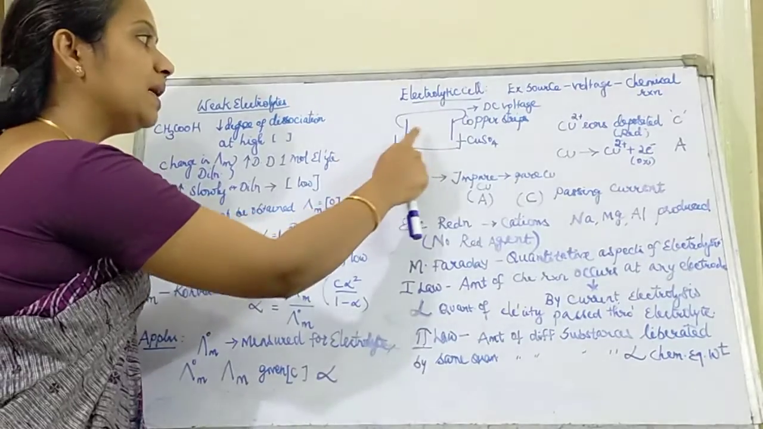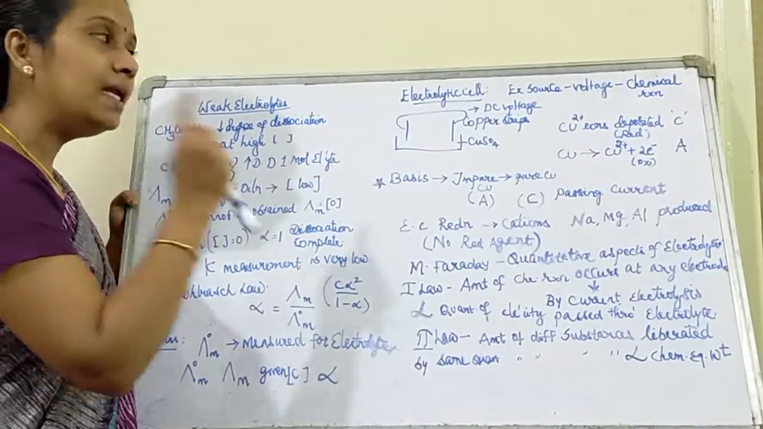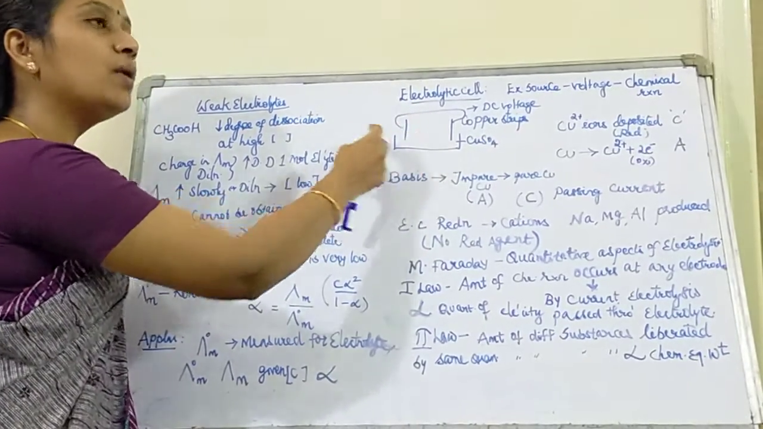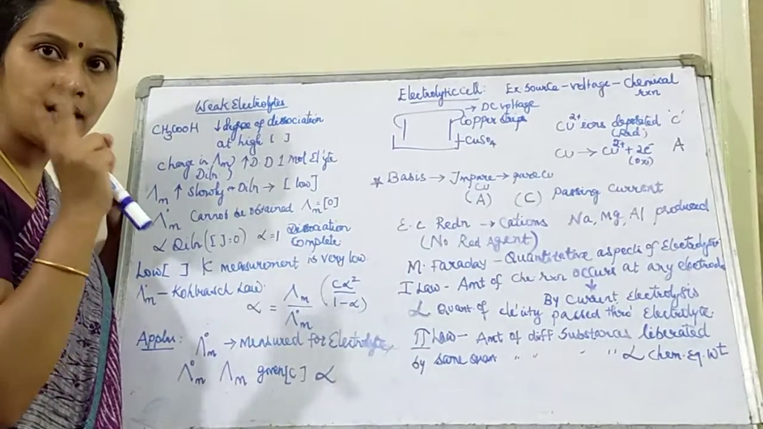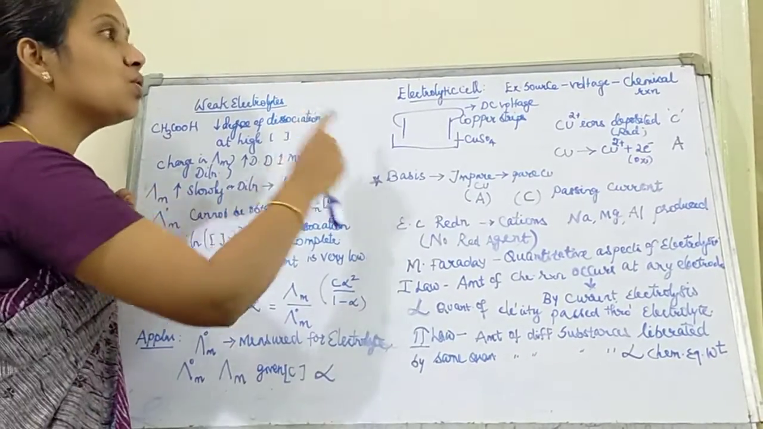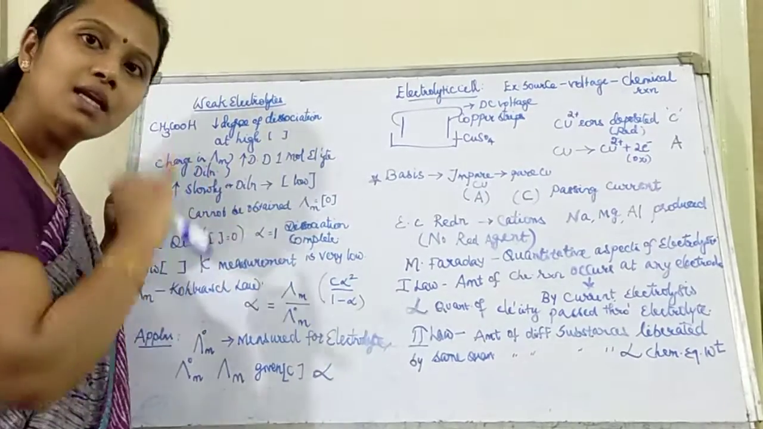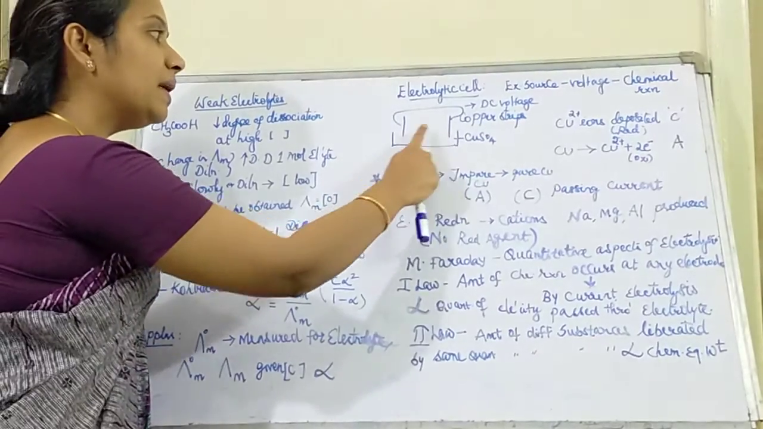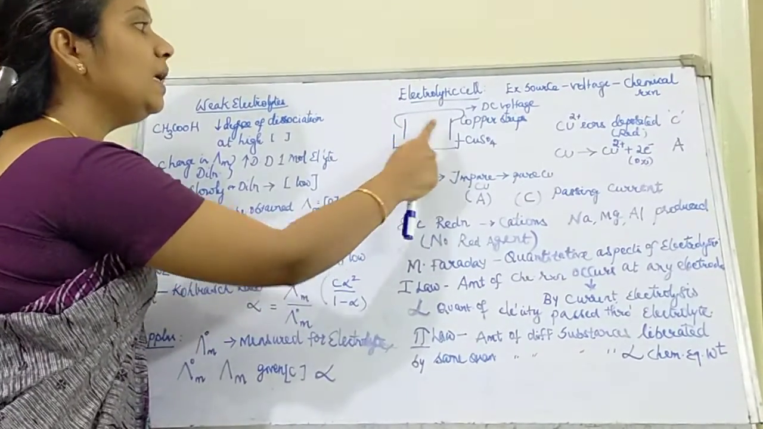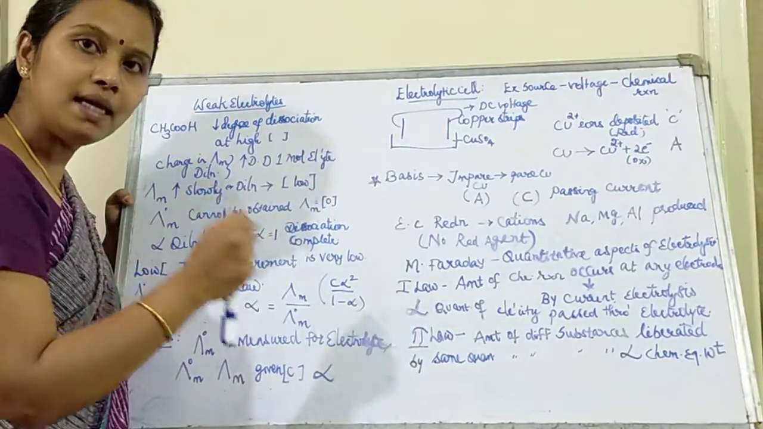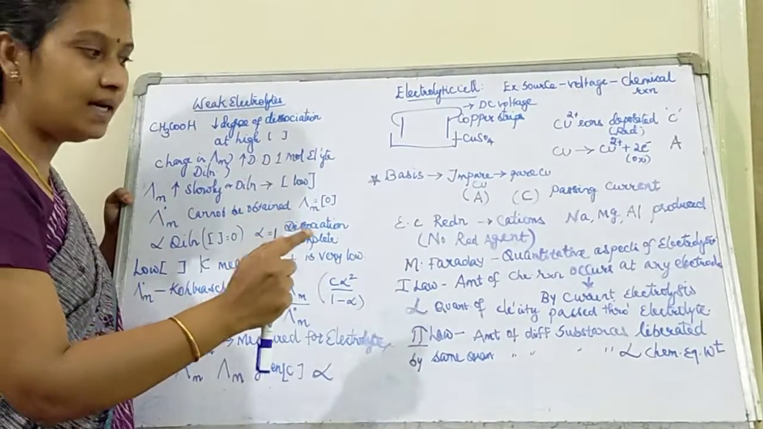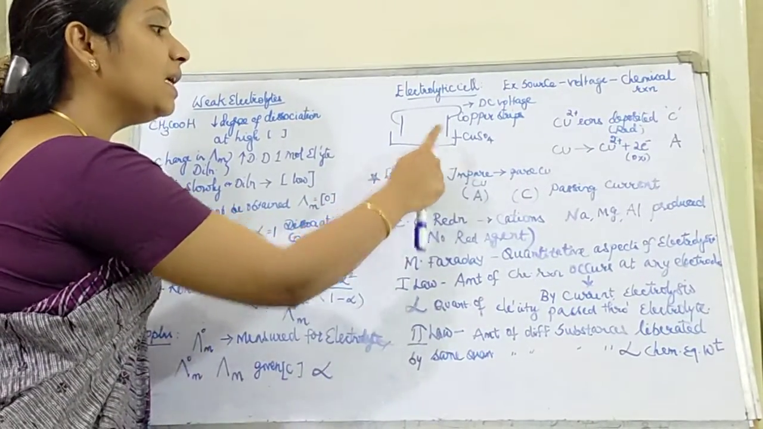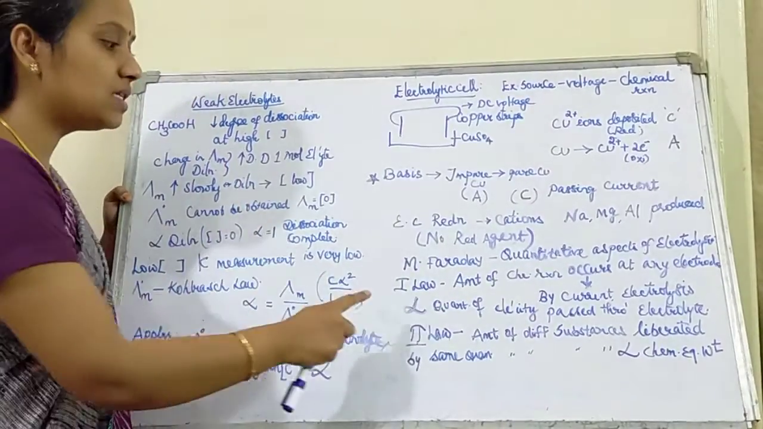The amount of chemical reaction occurring at any one of the electrodes. How is the chemical reaction happening in electrolysis? Electrolysis should happen when I pass the current. So the amount of chemical reaction produced in any one of the electrodes by electrolysis by passing current is directly proportional to the quantity of electricity which is passed through the electrolyte. This is your first law.